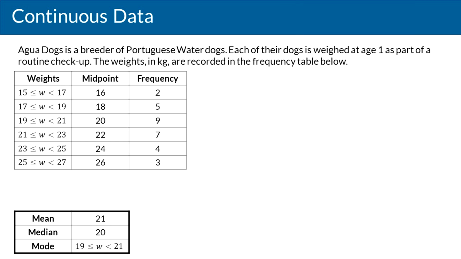Based on our calculations, we were able to determine that the mean weight of a dog is 21 kilograms and the median weight was 20 kilograms. Now again, these are just estimates from the continuous data that we've collected, but they're reasonably accurate estimates and we would trust them to have a general sense of the center of the data.